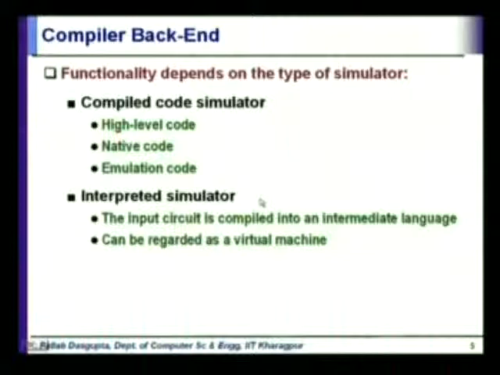Right. So within the compiled code simulators, we have three types of simulators. One is called the high level code. As the name suggests, here the compiler produces as output a high level code like C, C++. The second one is the native code, which means that the compiler will produce an executable machine language code corresponding to that particular processor on which the simulator is running. And the third is emulation code.